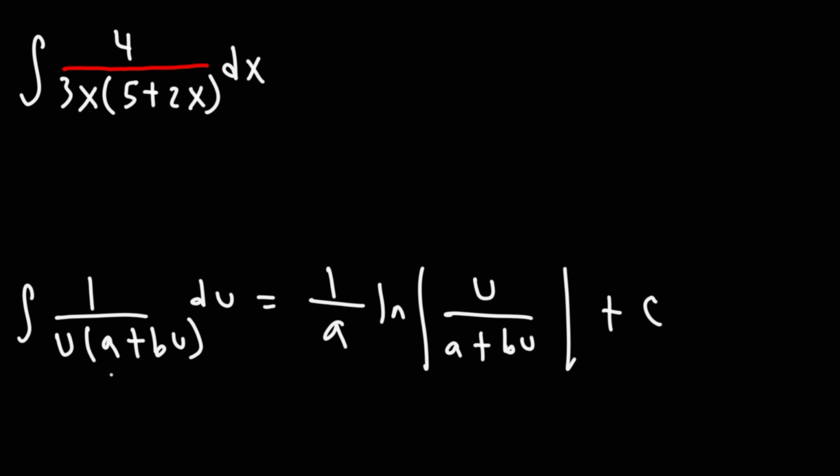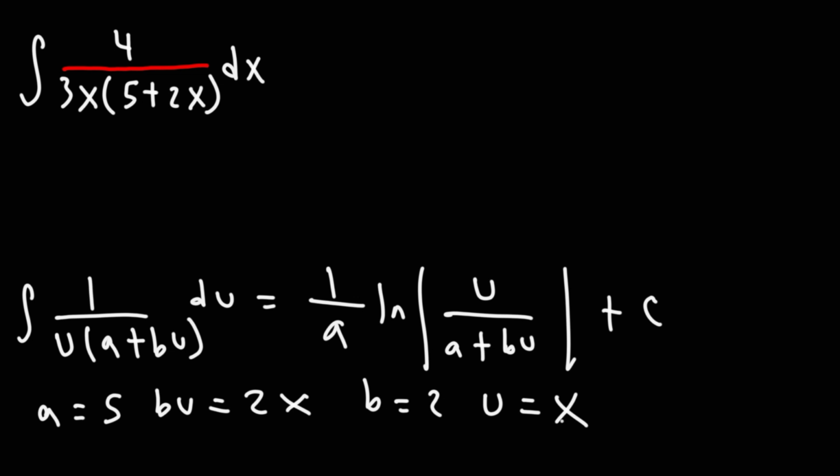So let's focus on a plus bu, which is here. So we could see this is a and this is bu. So a is 5, bu is 2x, which means we're going to make b equal to 2, u equal to x. So if this u is x, then the 3 and the 4, we've got to move it to the front because it's not part of this equation.